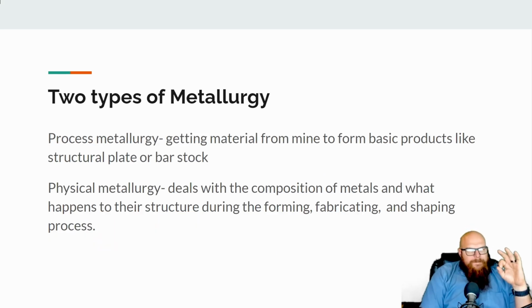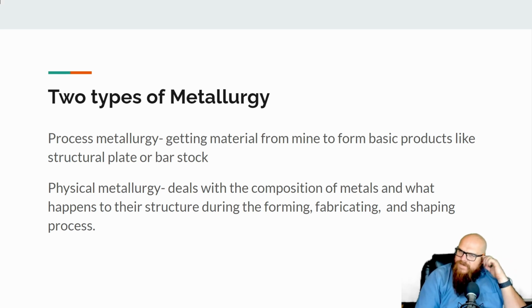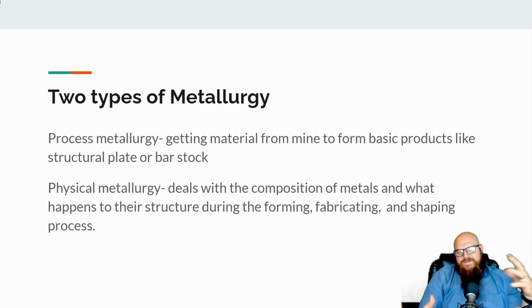When we think about metallurgy, there are really two types of metallurgy that we deal with on a day-to-day basis when we're welding. There's process metallurgy and physical metallurgy. Process metallurgy is a little bit more of how we take those products and make them into the structural plate or the bar stock or the square tubing that we are getting from the manufacturers. So they're taking it from a raw material into the basic products. And we use those basic products as we're constructing things, putting things together.